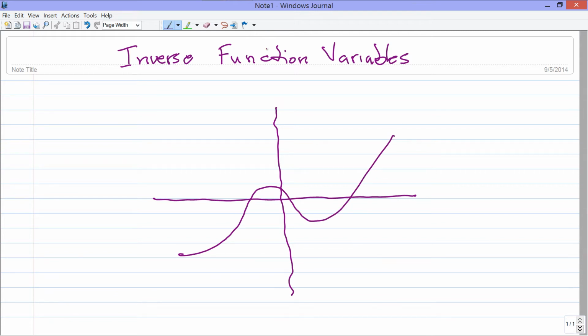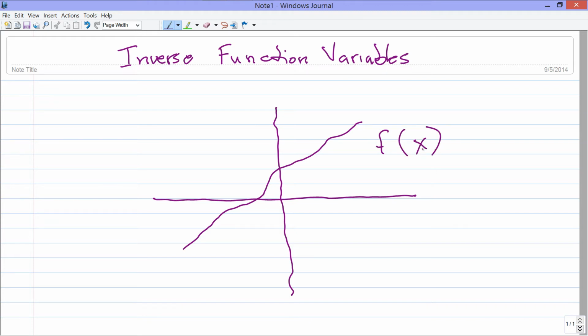Well, that's not going to work. That's not going to work, because you'll find out why if you try to take the inverse of this particular beast. But let's just consider a linear function or something like that. And we consider that we call this function f of x.